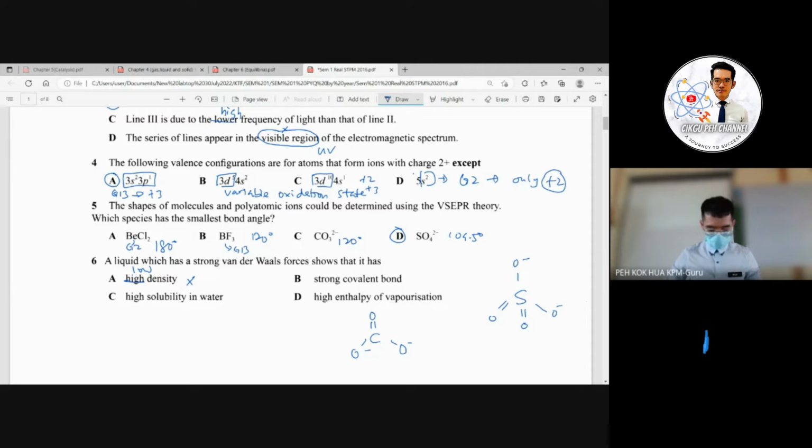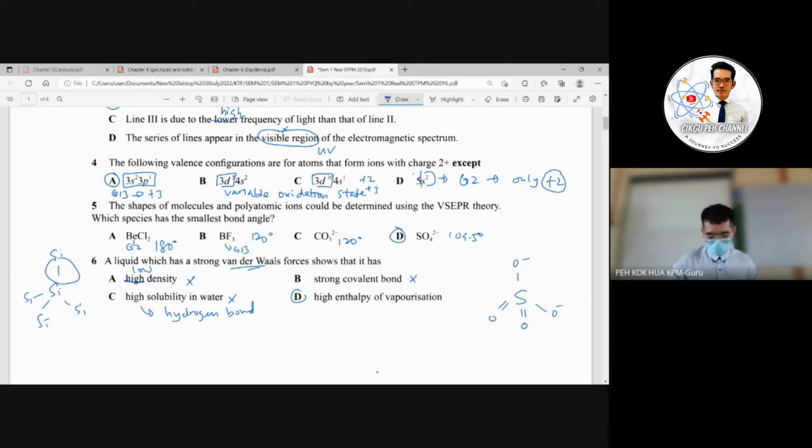Okay, then for B, also wrong, because the van der Waals forces are normally not equal to the strong covalent bond here. So the second is also wrong. Okay, and then the third, high solubility in water. That means they would be forming hydrogen bonds. So this is not possible for the van der Waals forces. So that means this one is also wrong already. So the answer will be D.